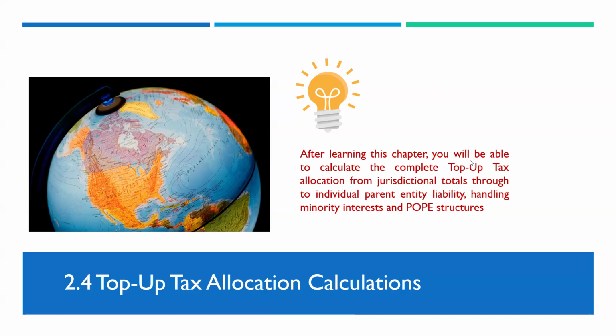After learning this, you will be able to calculate the complete top-up tax allocation from jurisdictional totals to individual parent entity liability, handling minority interest and so on. So we will do a whole combined exercise, and this would clear all your doubts.